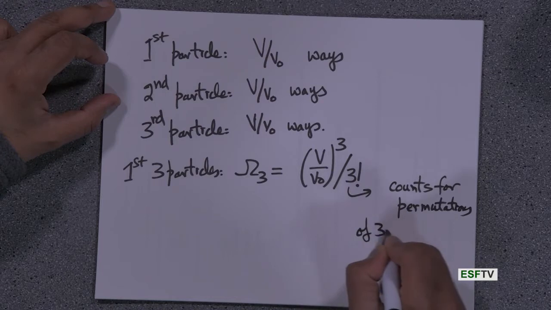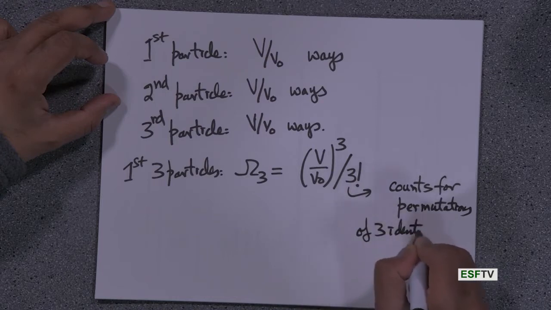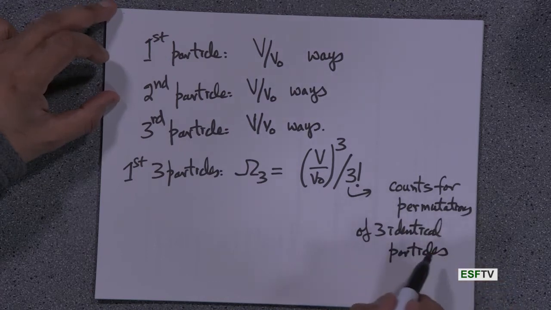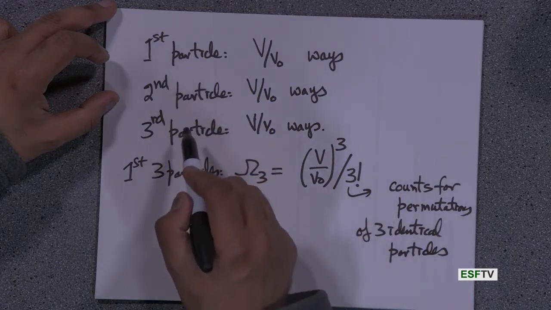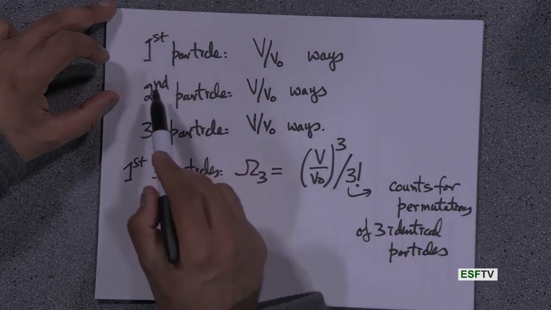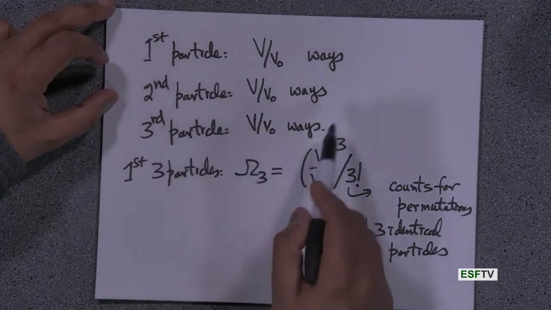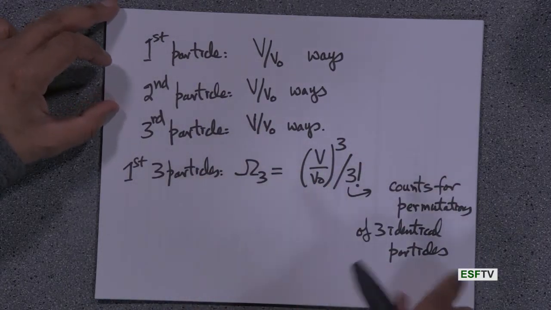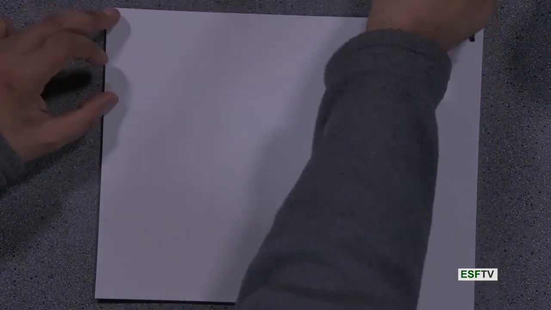Of 3 identical particles, because we cannot tell them apart, they are identical. So whether it's particle 1, 2, 3, 3, 1, 2, 3, 2, 1, 2, 3, 1, 2, 1, 3, we cannot tell the difference. All of those look the same. Okay, what if we have an Avogadro number of particles?